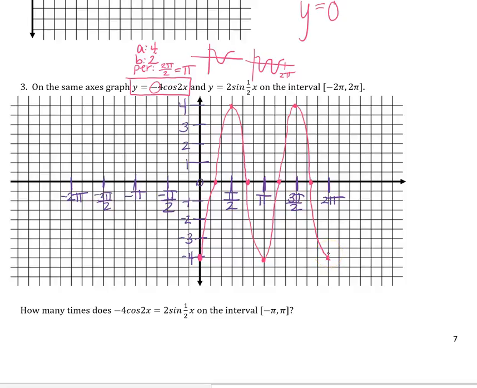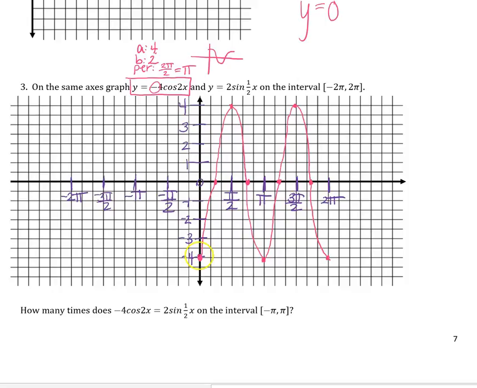Okay, and now there's your 2 cosine curves. So it's similar to what I said it would look like, except it's been reflected in the x-axis. Now I've got to do it in the negative direction too. So going back to the left, cosine is symmetric with the y-axis.